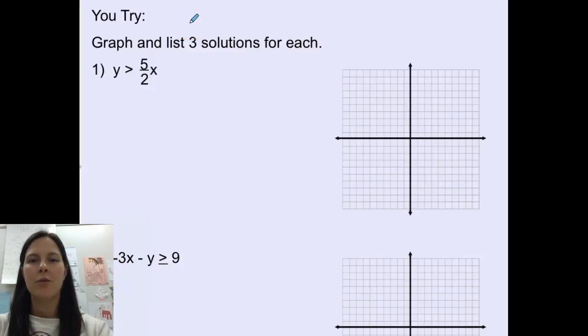And you have 2 you-try questions today, one in slope-intercept form, and I'll warn you about number 1. This line does go through 0, 0, so when you check for your shading, you will have to choose a point that is not on the line, so you can't choose 0, 0 for that one.